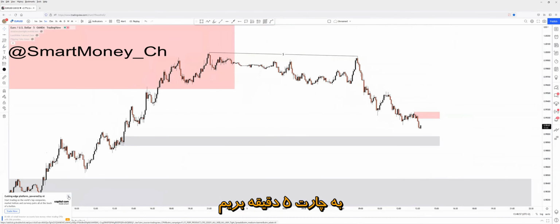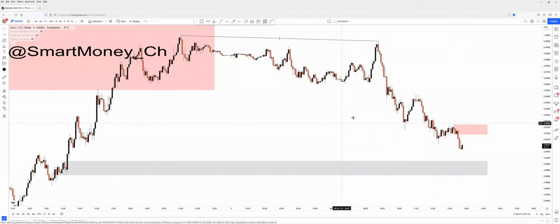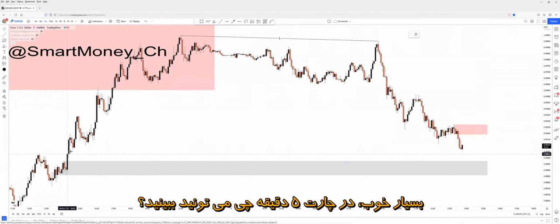Switching to the 5-minute chart. Sorry, I have to upgrade. Okay. What can we see on the 5-minute chart?